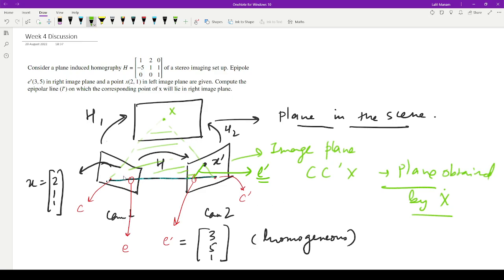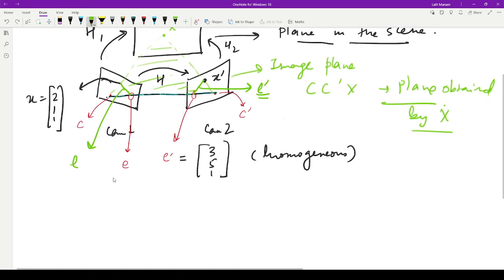Similarly, we have a line here as well which joins E and X, which is given as L in our notations. Someone said that we need to take cross products. We can take cross products only on the points that lie on that plane. Let me write it: L prime is E prime cross X prime, and L is E cross X.